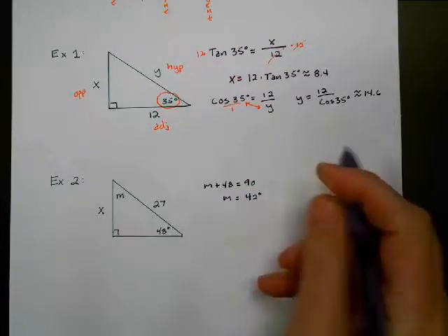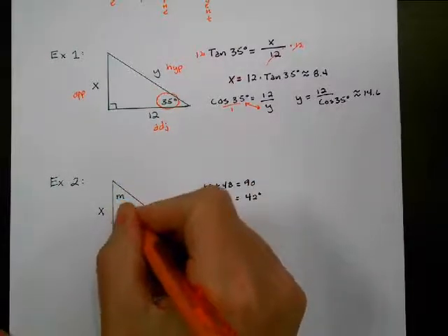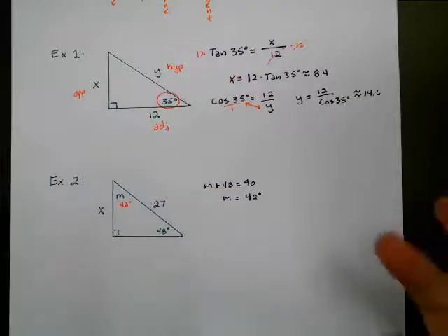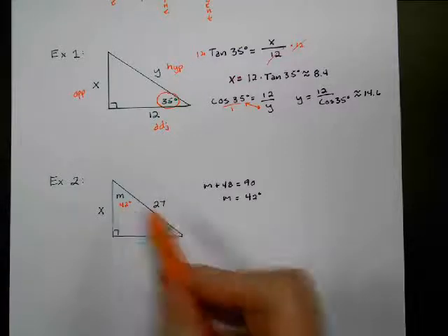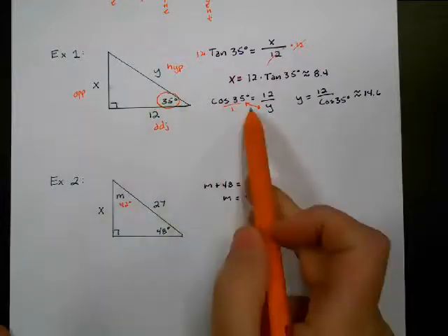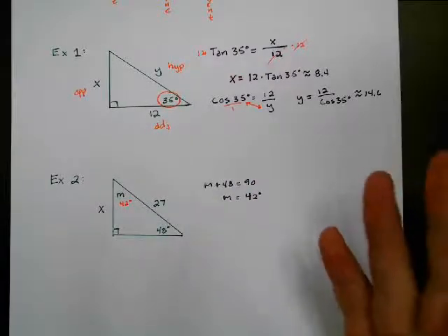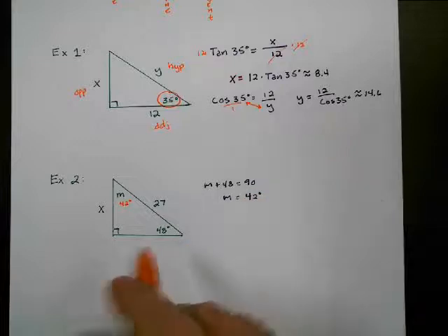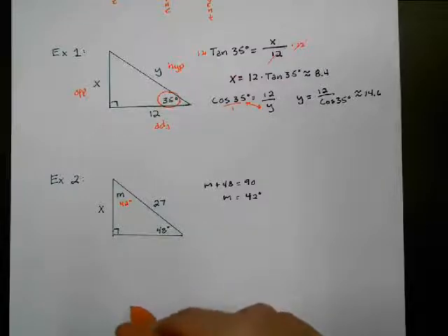So now that I know that m is 42 degrees, I have options. I can use the 42-degree angle as my angle of reference, or I can use the 48-degree angle as my angle of reference. It's up to you which one you want to use. You're going to get the same answer for x, whichever one you use. So maybe you really like cosine or something like that, or you want to set the problem differently. Or maybe sometimes, especially with tangent, you don't like having the variable in the denominator. You can always use the other angle.